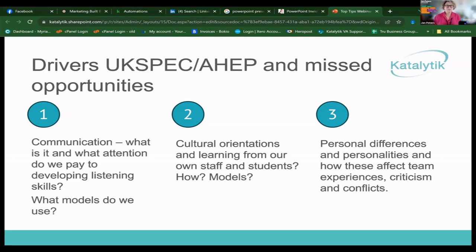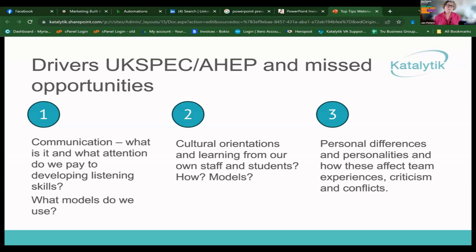Are we just talking about active listening, which is eye contact and head nodding? And does that really work? The second missed opportunity: I don't hear there being a lot of work done understanding the different cultural orientations that we have as individuals in all the different dimensions of our lived experiences. What are we doing to maximise the learning about different cultural experiences and nuances from our students and our colleagues? And again, what models are we using?